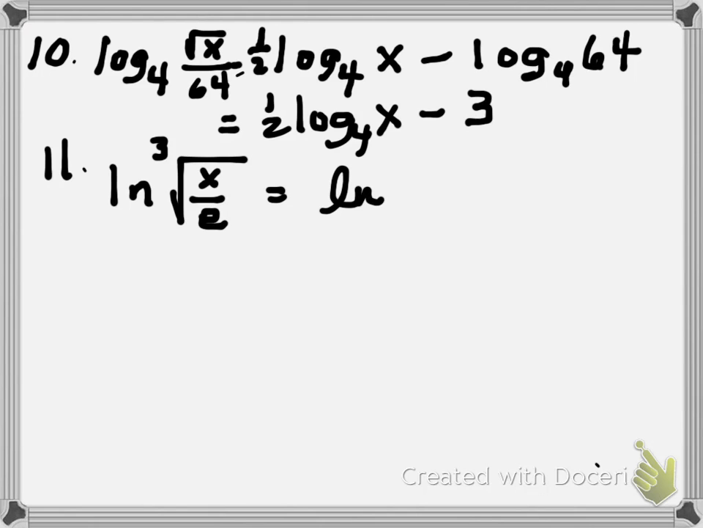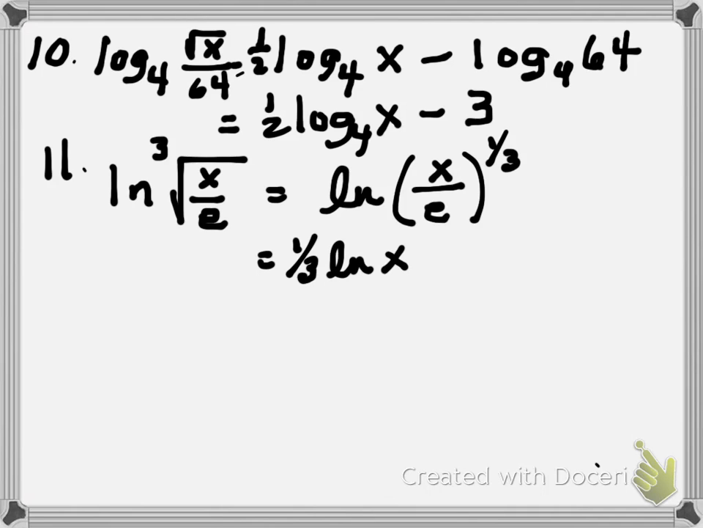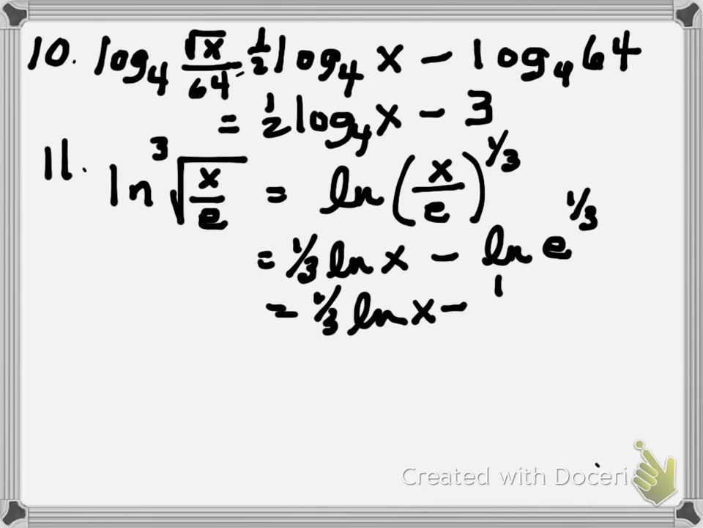So this is ln of x over e to the 1/3 power, which is equal to 1/3 ln of x minus ln of e to the 1/3, which is saying what power are we raising e to, and it's the 1/3 power, so it's 1/3 ln of x minus 1/3 in simplest form.